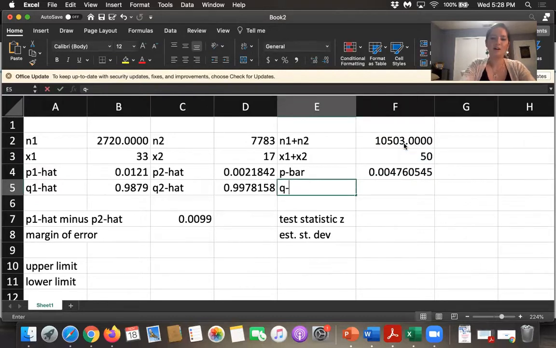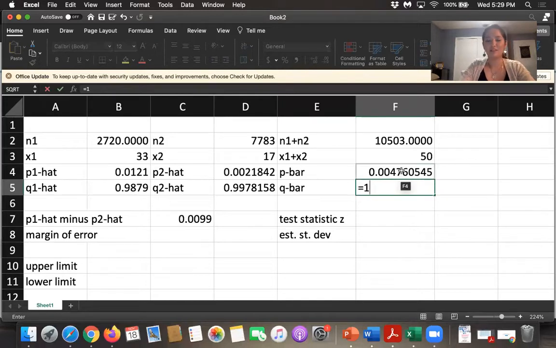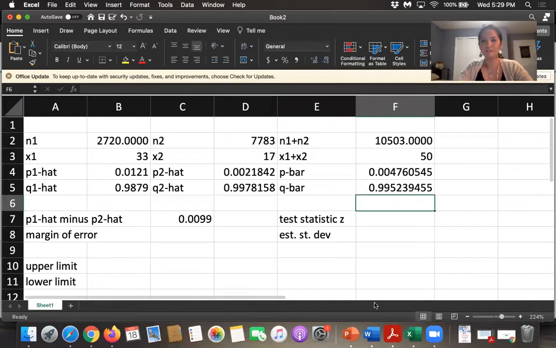And then Q bar looks just like that, except it's the complement. If this is a fatality rate, Q bar is the survival rate. So we have that. Okay.